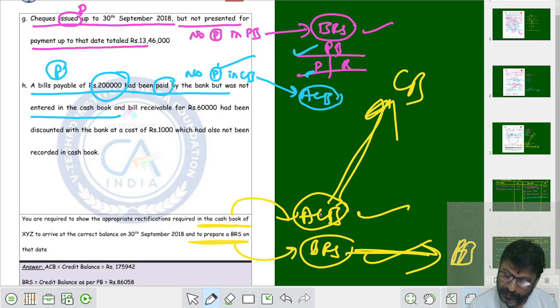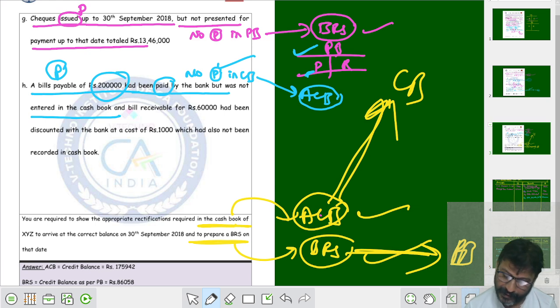Bills receivable. What is being given over there? We have been given that there is a bills. Wait for few seconds. Sometimes this pen will not work properly. Fine. See what happened here. Bills receivable 60,000. Bills of rupees 60,000 had been discounted with the bank. Cost is how much? A cost of rupees 1000.